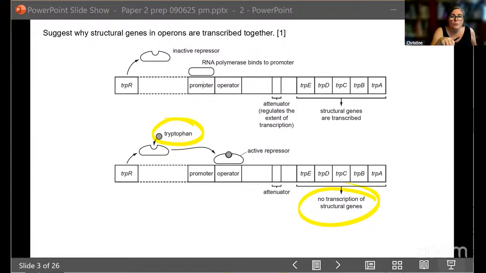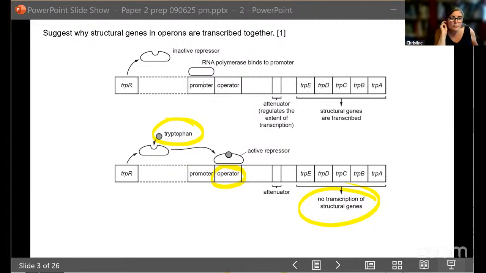So because it's not on the promoter, there's no transcription. Remember, the repressor protein is going to bind to the operator. This is important, so note the difference. If we're talking about the lac operon or this one, the repressor protein binds to the operator. Because the RNA polymerase cannot bind to the promoter, transcription cannot occur. So it's really important that you say the RNA polymerase is not able to bind to the promoter. Therefore, there is no transcription.